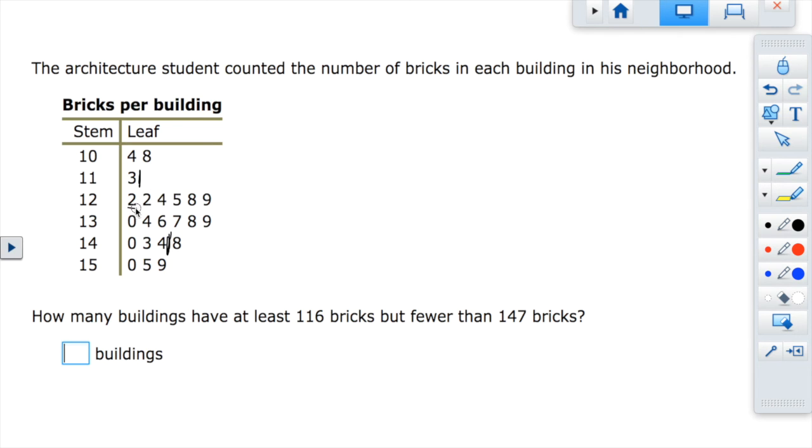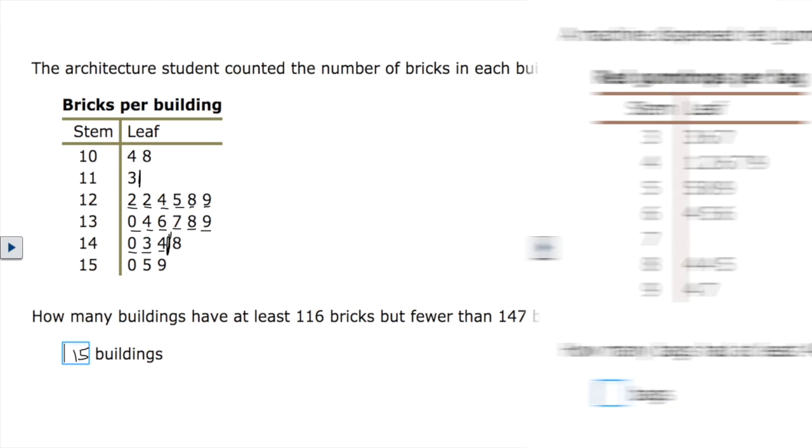So I have 1, 2, 3, 4, 5, 6, 7, 8, 9, 10, 11, 12, 13, 14, 15. So there are 15 buildings in this neighborhood that have at least 116 bricks, so it has to be equal to or more than, but fewer than, so it has to be less than 147.